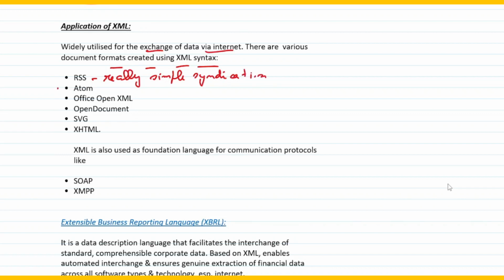There's something called Atom. Open Office XML, you would have heard of it. Open Document, very similar to Office Open itself. Then you have something called SVG. SVG simply means Scalable Vector Graphics. Fine. And then you have something called HTML. HTML is something which you have heard of because it's an XML format. So we had X prior to this, right? So what are the various document formats that are created using XML syntax? One is RSS, Atom, OpenOffice XML, Open Document, SVG, also known as Scalable Vector Graphics, and XHTML.